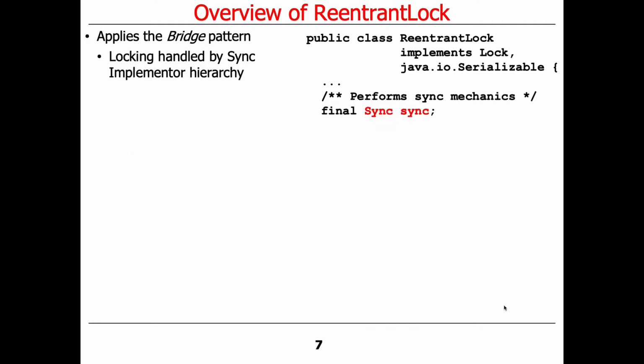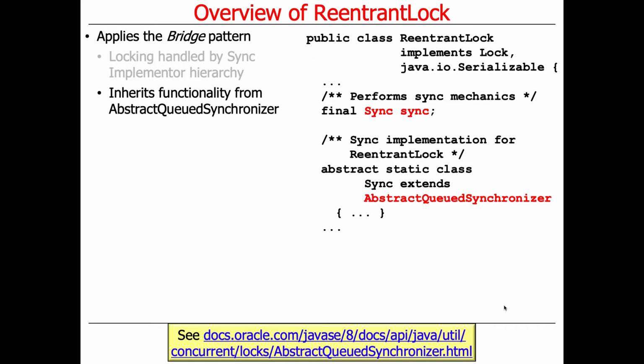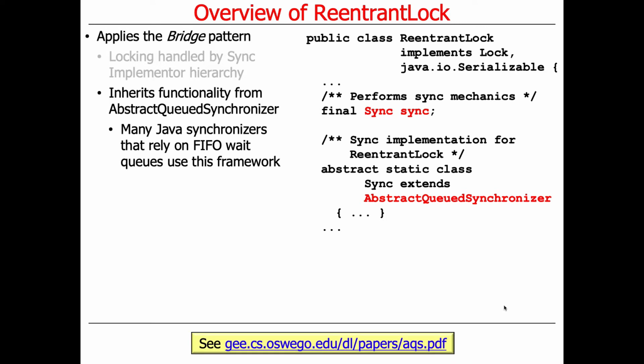Here's what it looks like under the hood. There's a field in ReentrantLock called sync of type Sync with a capital S. And Sync with a capital S is an abstract class that extends something called AbstractQueuedSynchronizer, or AQS. AbstractQueuedSynchronizer is a really cool framework that allows for FIFO wait queues. If you want to read more about it, take a look at this paper from my buddy Doug Lea, who wrote AbstractQueuedSynchronizer, and it talks about how they use that. Semaphore and ReentrantLock and Reentrant ReadWriteLock all use the AbstractQueuedSynchronizer framework.